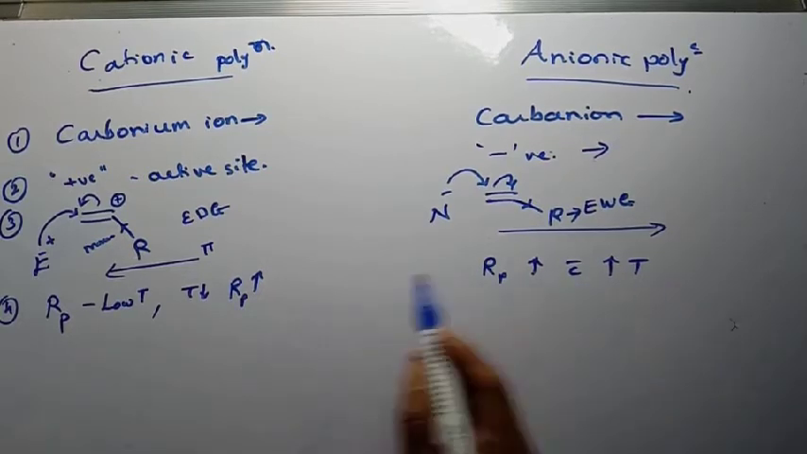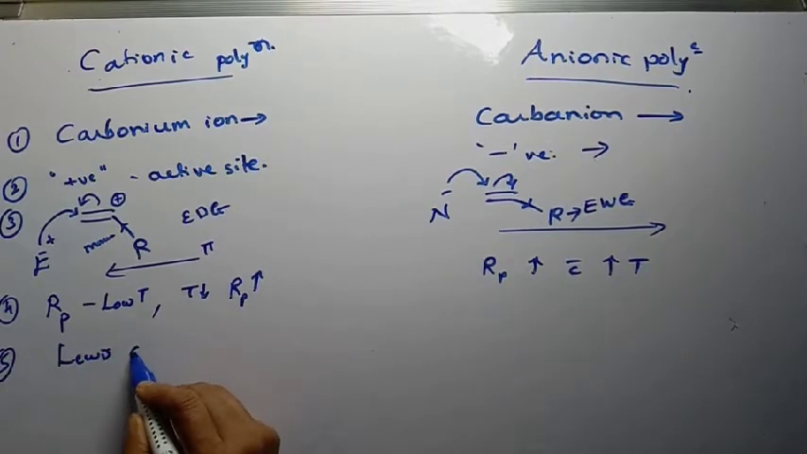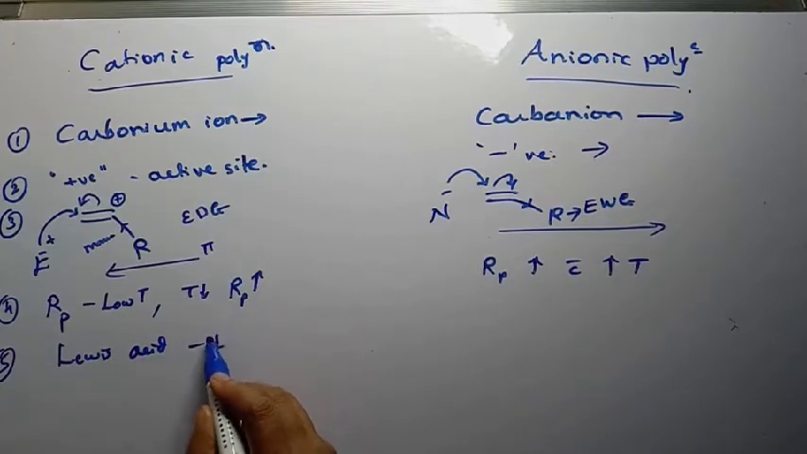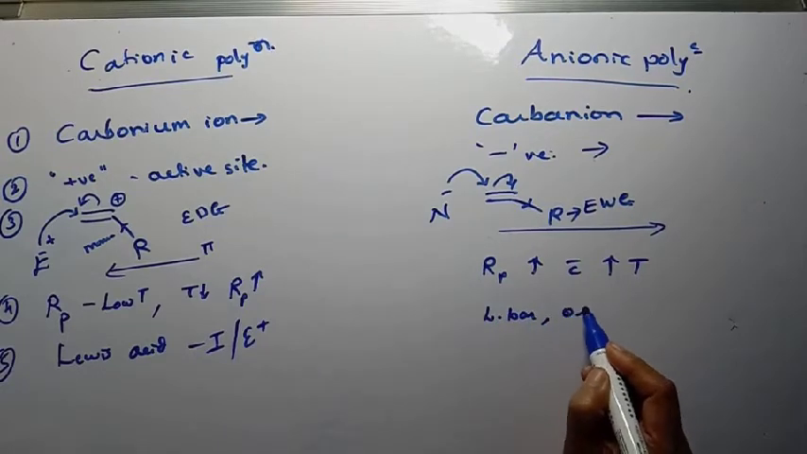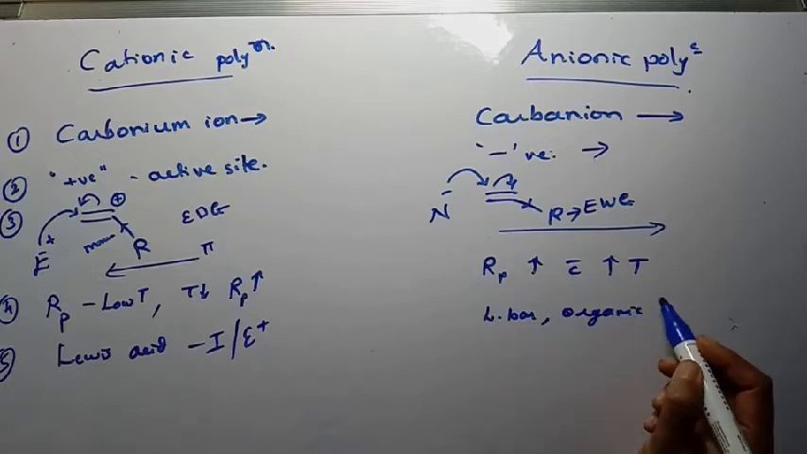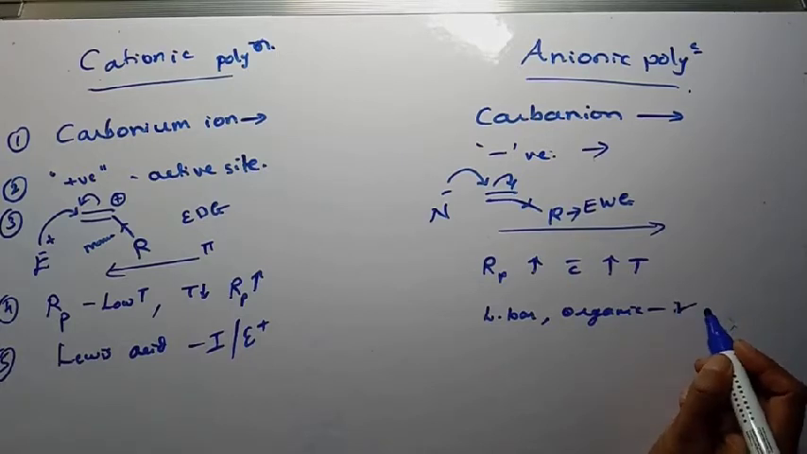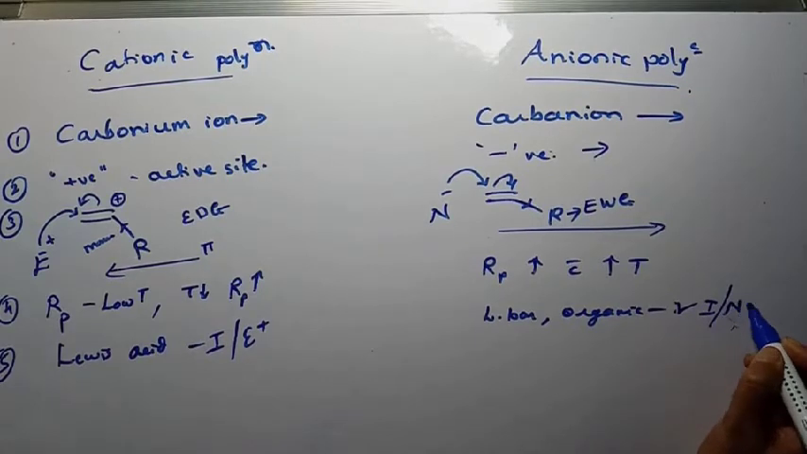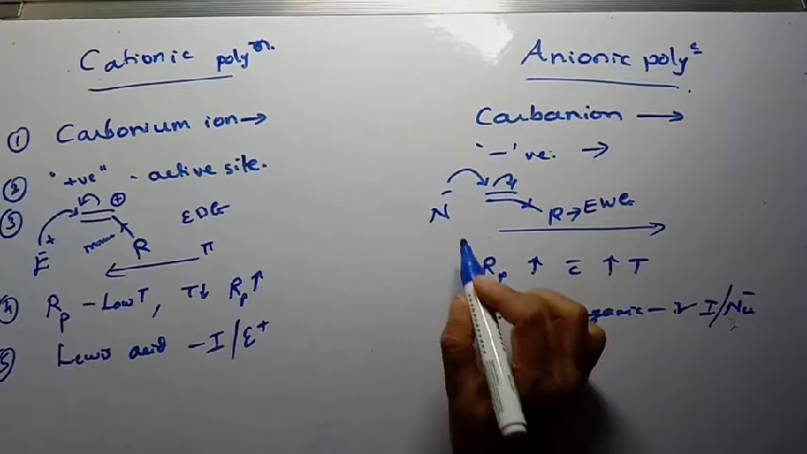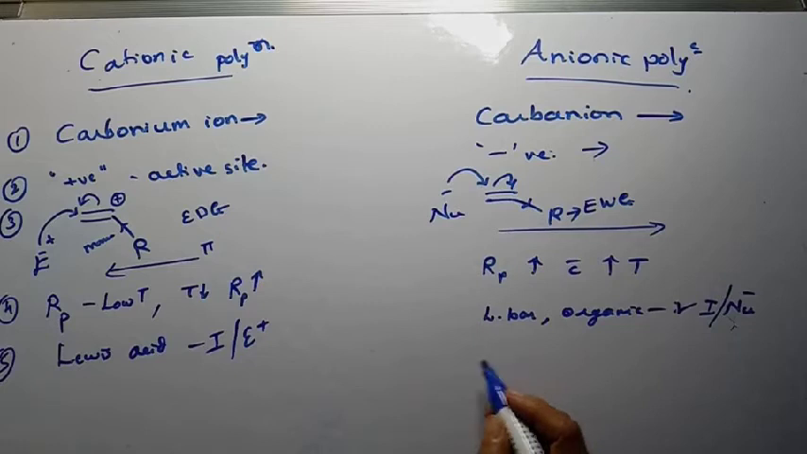And already you have seen that here the Lewis acids are the initiators, which act as electrophiles. And here Lewis bases, organometallic compounds or organo metals act as initiators, or they act as nucleophiles. They attack as nucleophiles. So the examples you are already familiar with.